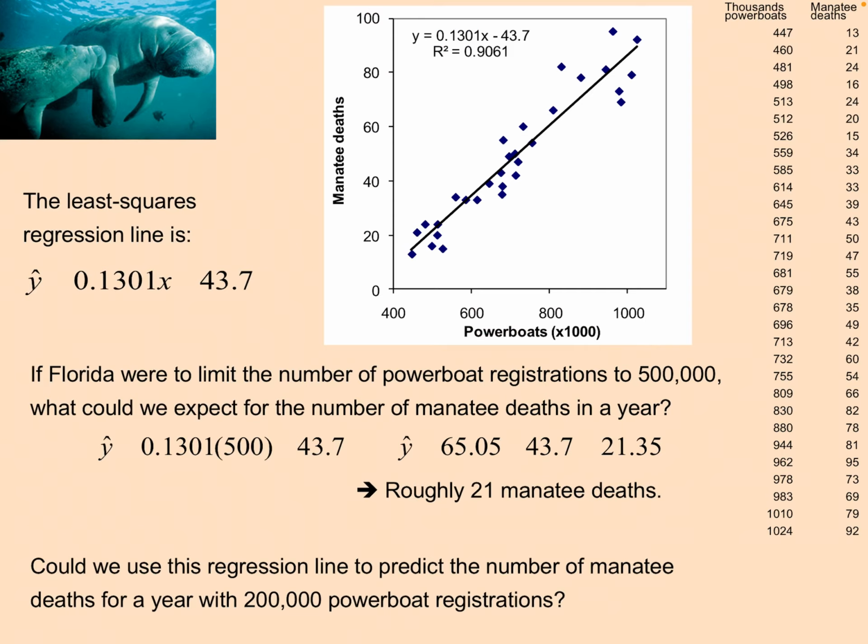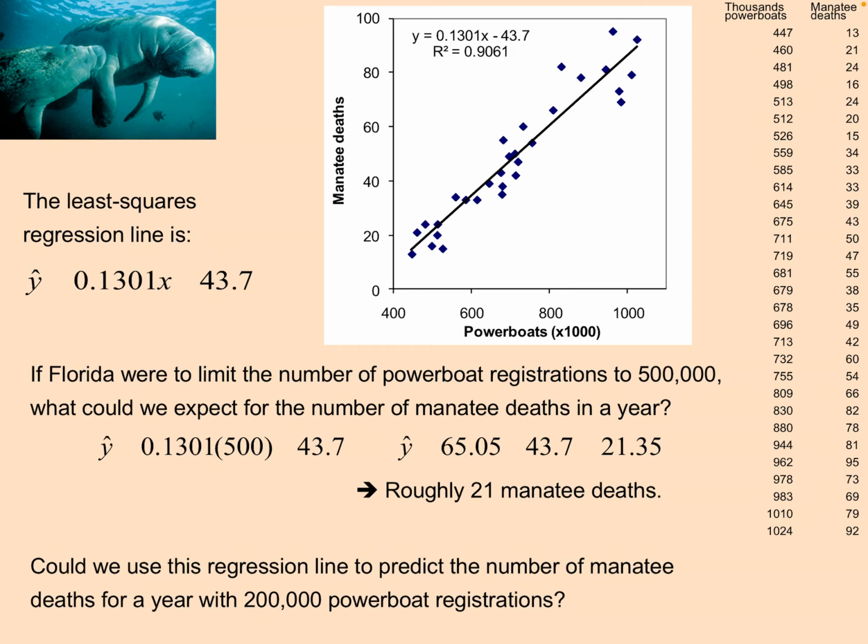All right, let's look at some other examples here. Here we see number of powerboats registered, times 1,000, in Florida, versus number of manatee deaths. We have a linear relationship. You can tell that by the scatter of points. There's our regression line right there. This is our data set over here. This is the equation of our line. We have an R squared of 91%.